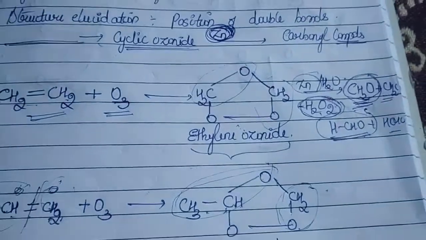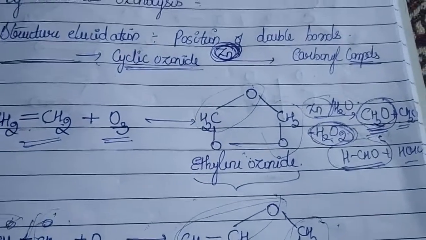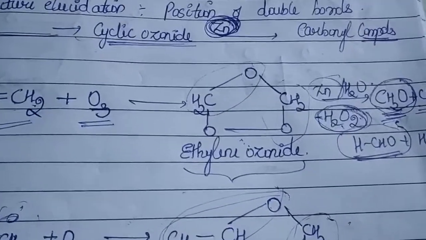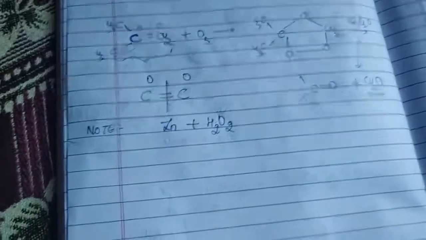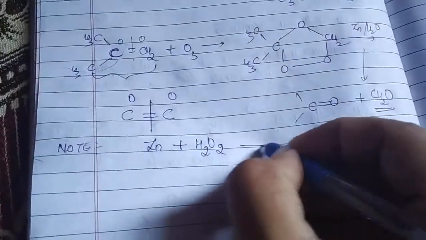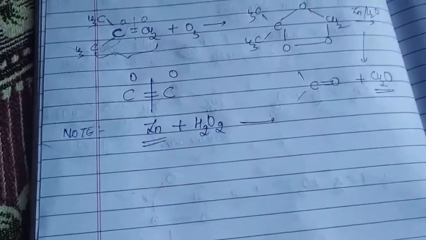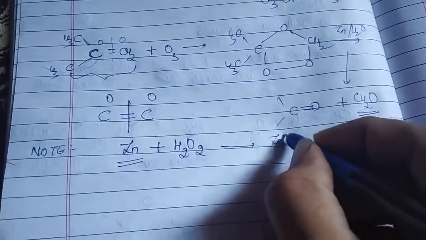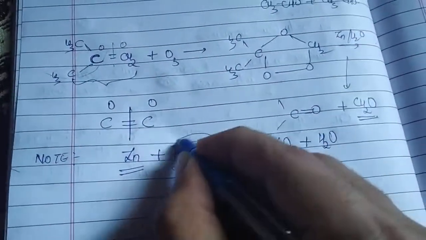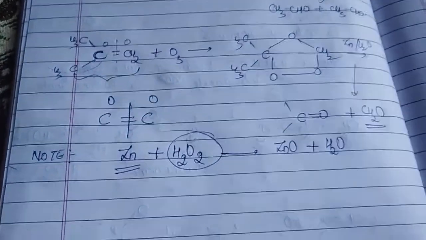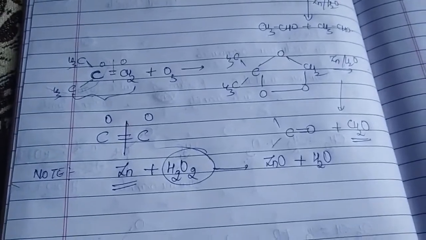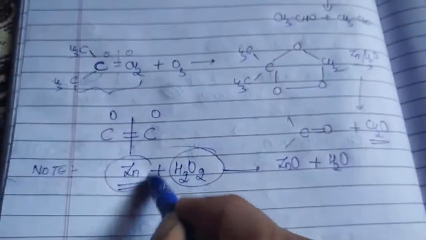I repeat, the hydrogen peroxide which will be obtained during this reaction will try to oxidize your aldehydes to carboxylic acid. In order to prevent that reaction, because I want to stop the reaction at aldehydes itself, I don't want carboxylic acids, I will use my zinc. When zinc is there, whatever hydrogen peroxide is obtained soon after your cyclic ozonoid will react with zinc because it's highly reactive. It will give you zinc oxide plus water, reducing the strength of your hydrogen peroxide. It will not have the capacity to further oxidize your aldehydes to carboxylic acid. That is the main reason why we are using zinc over here.